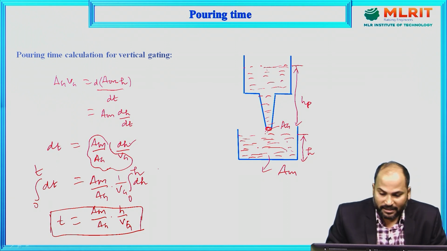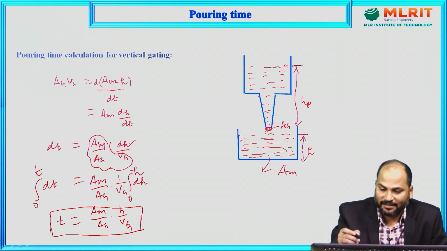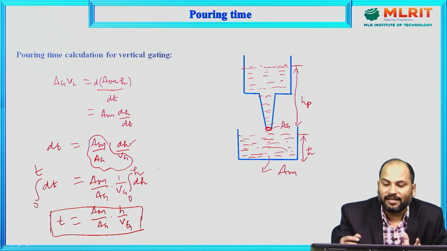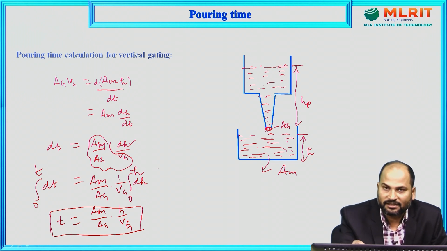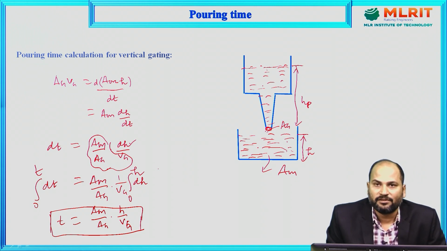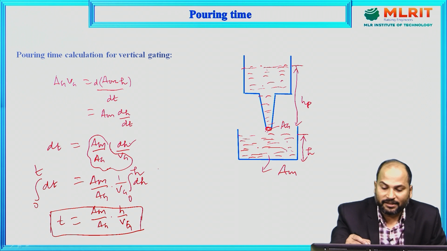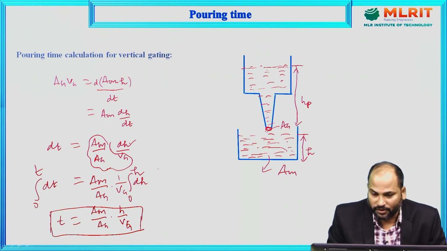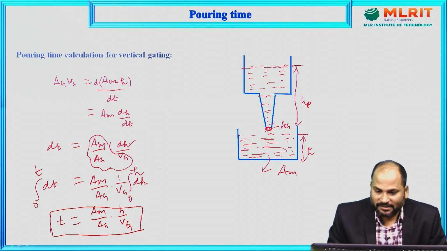So to calculate this Vg, it's very easy. Many methods are there, but as we are assuming that this part is very large as compared to this one, we can see here also that the velocity with which the liquid is coming down in this pouring basin is very small. Or in other words, the liquid level inside this pouring basin is almost constant. So we can easily calculate this one.